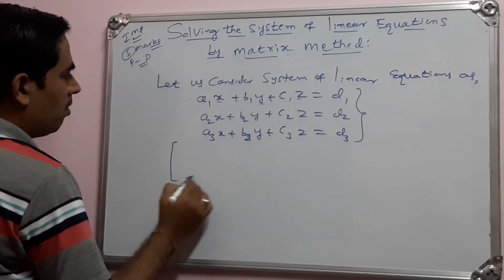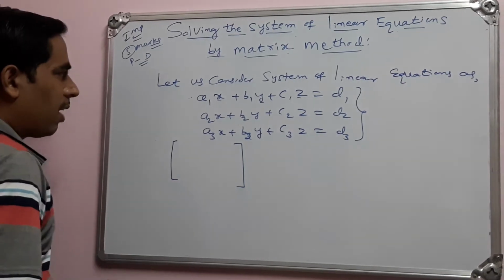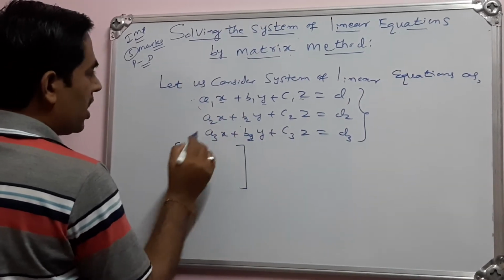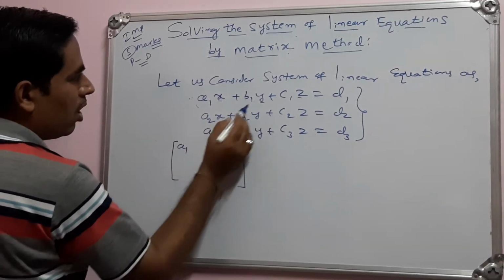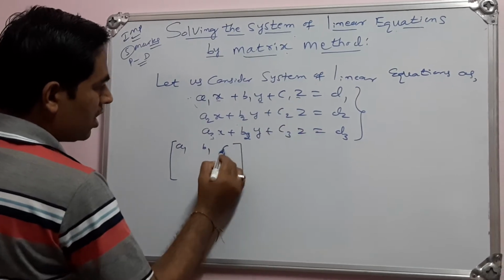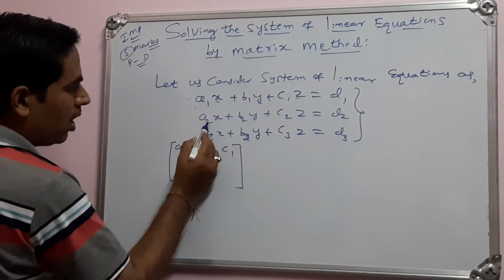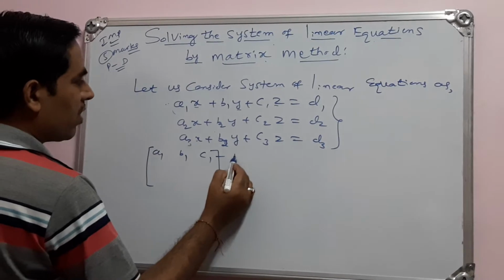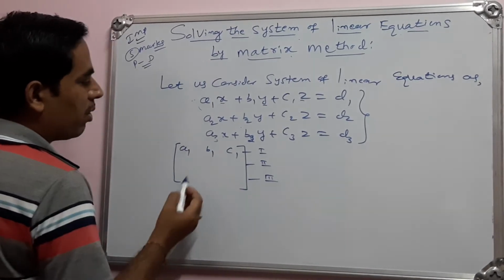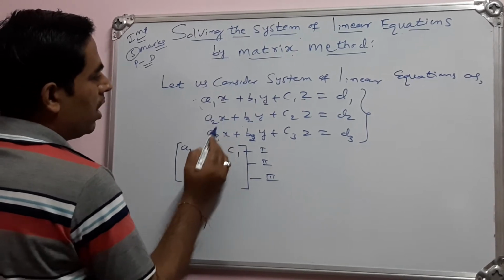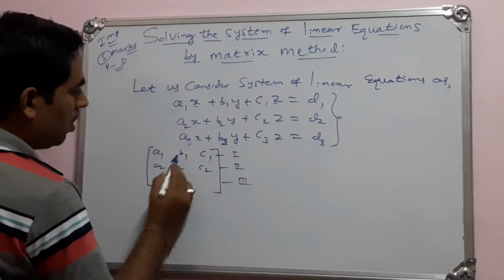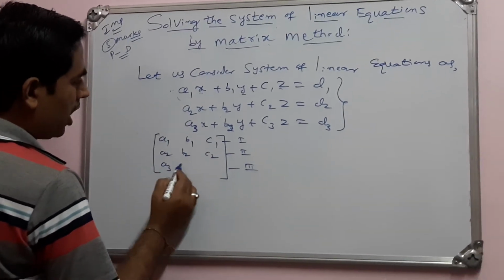We will write three matrices here. The first matrix contains the coefficients of the variables. What is the coefficient of x? a1. The coefficient of y is b1, and I will write these in a row. The coefficient of z is c1. That is the first row: a1, b1, c1. Then the second row is the second equation, and the third row is the coefficients of the third equation: a2, b2, c2, and then in the last equation a3.